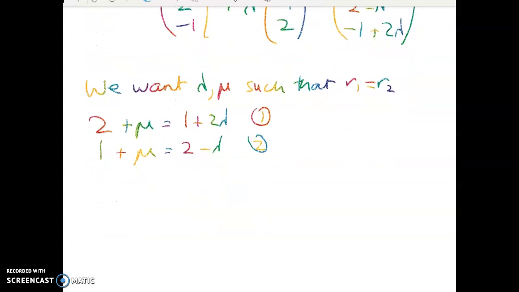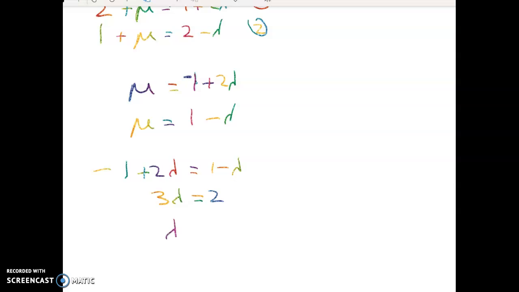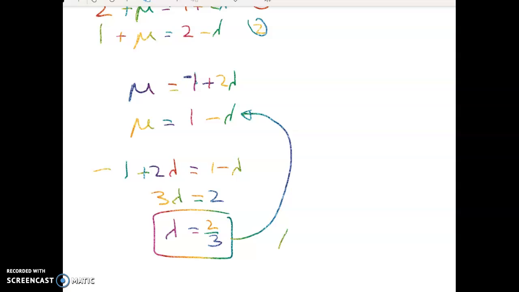So let's clean those up first. We've got mu is equal to negative 1 plus 2 lambda, and then we've got mu is equal to 1 minus lambda. So we might as well use substitution here. So we've got negative 1 plus 2 lambda is equal to 1 minus lambda. That gives me 3 lambda is equal to 2. So lambda is equal to 2/3. We're going to take that, and now we're going to find a value of mu, which is 1 minus 2/3, or 1/3.